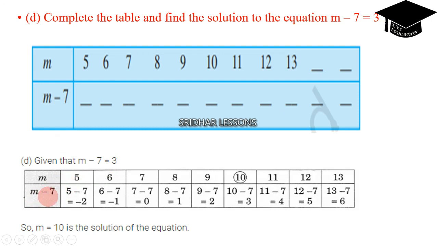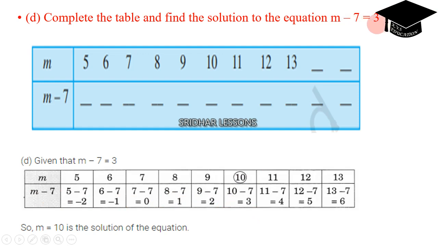5 minus 7, we are placing the value of 5 in the place of m. 5 minus 7 is equal to minus 2. 6 minus 7, minus 1. 7 if we put, it is 7 minus 7, 0. 8 if we put, 8 minus 7 is equal to 1. If we put 9, 9 minus 7, this is equal to 2. If we put 10, 10 minus 7 is equal to 3.